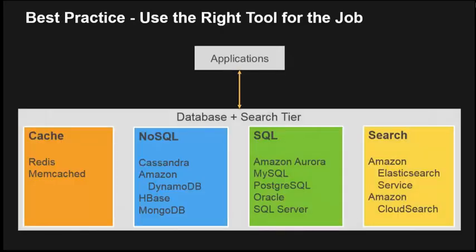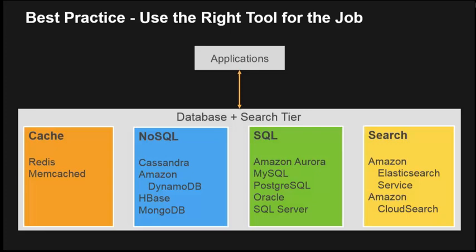How should you think about your database and search tier? I think the best way to think about that would be to think of that as NoSQL and SQL, complementing this with caches and searches. There's a lot of NoSQL options on AWS, starting with Amazon DynamoDB, Cassandra, HBase, and MongoDB. And the same, you have all kinds of engines.